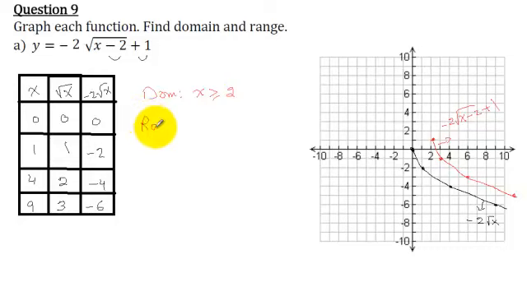What about the range? Look at the range. The function is going down, so the y-axis is covered, all of the y-axis below what?